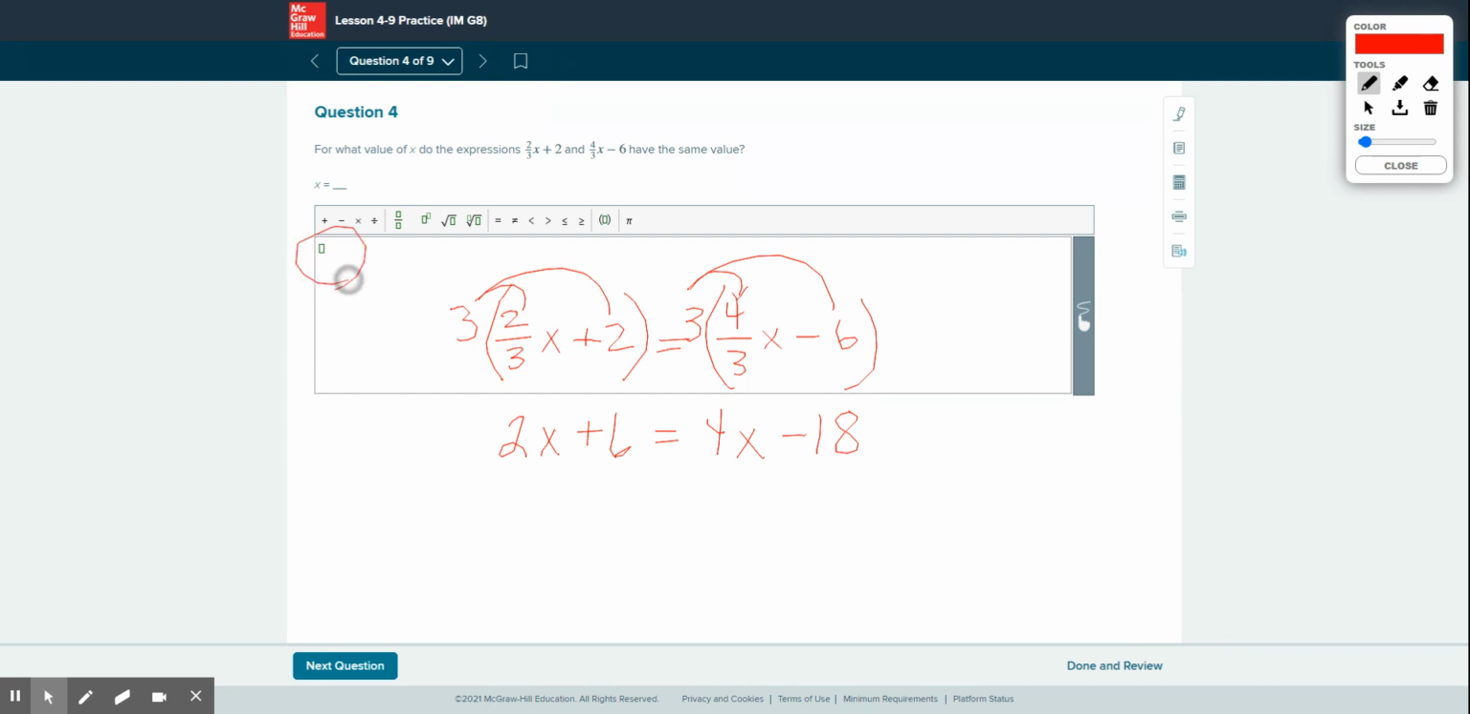When you enter your solution, just enter the value of your variable, because they already started with X equals. And if you put X equals in there, it's going to mark it wrong.